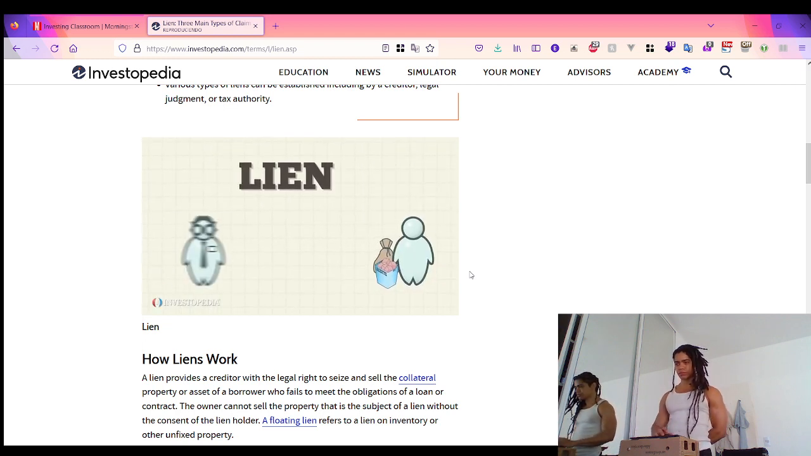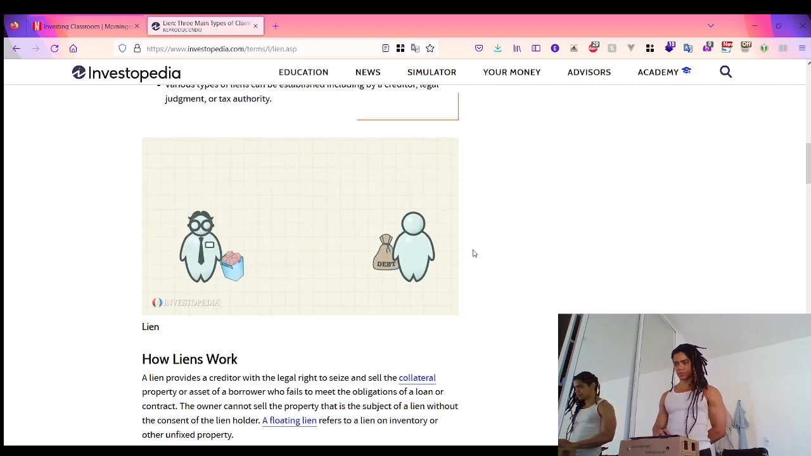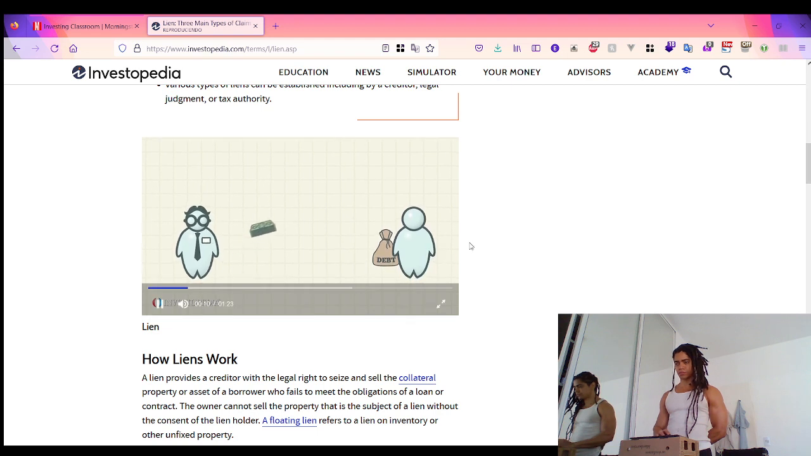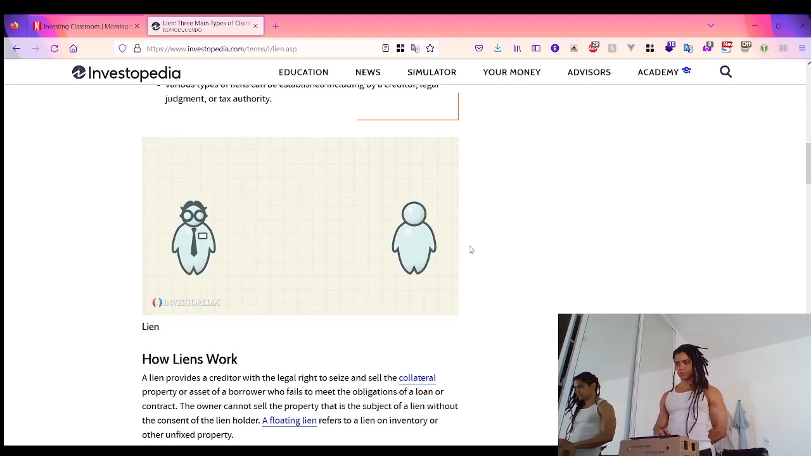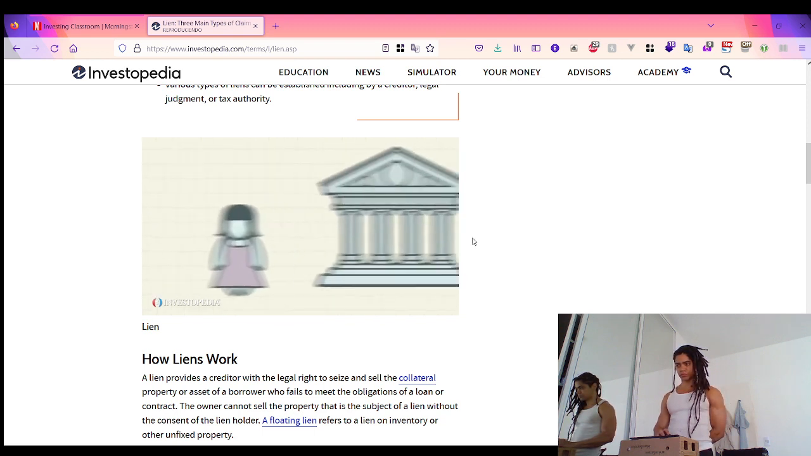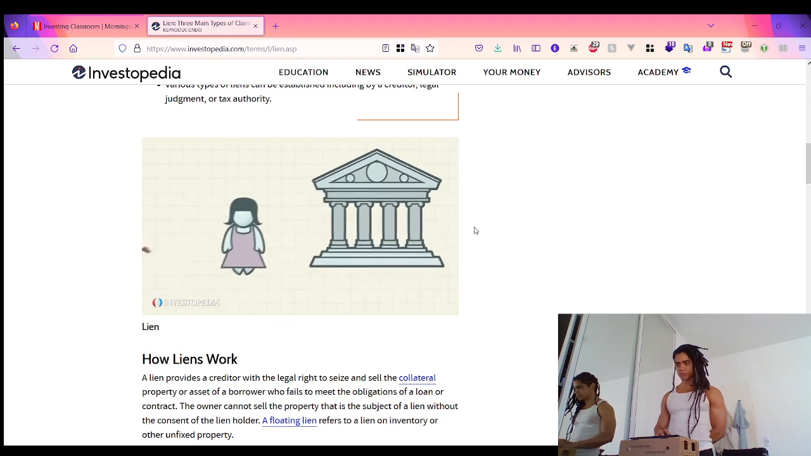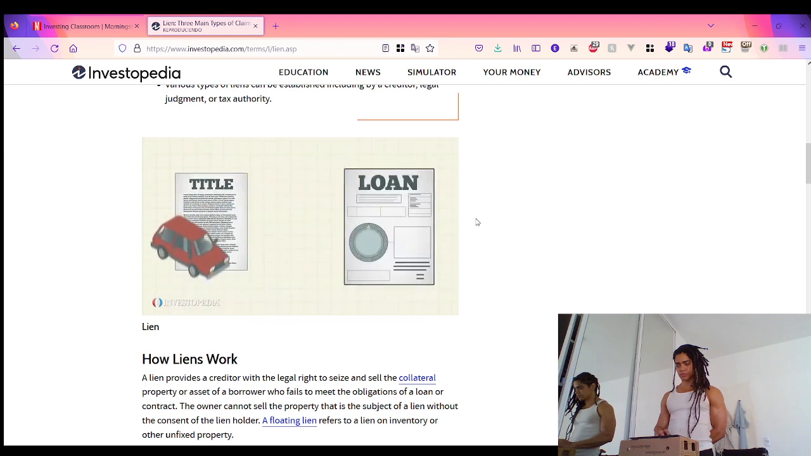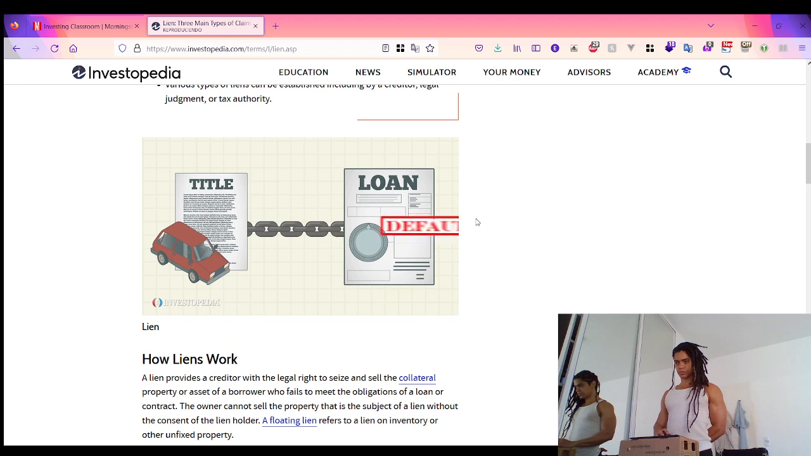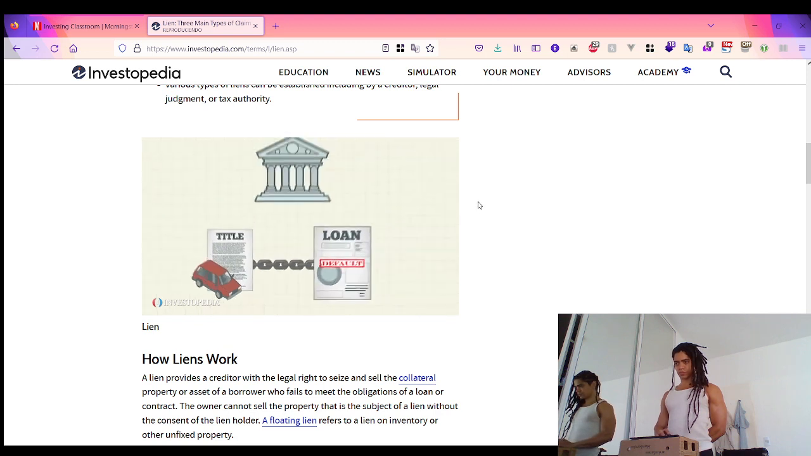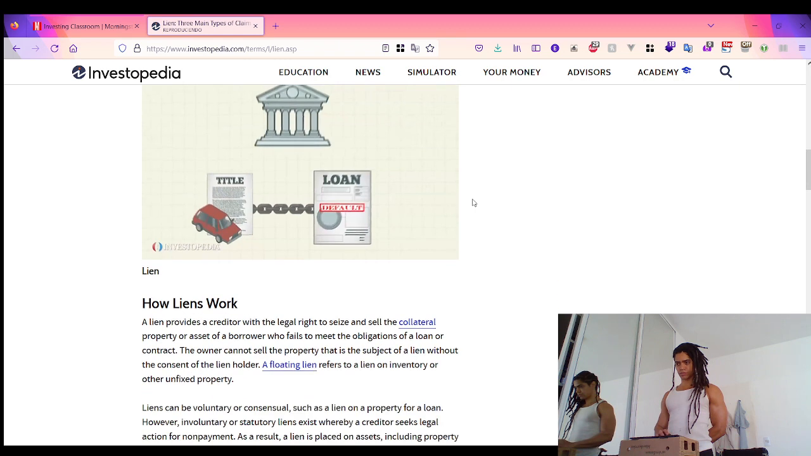A lien gives a creditor the legal right to seize and sell property, then use the proceeds to pay off a borrower's debt. Usually the property relates to the purpose of the loan. For instance, Rhonda borrows money from a bank to purchase a new automobile. As part of the loan agreement, Rhonda will allow the bank to place a lien on the car. Should Rhonda default on the loan, the bank will repossess Rhonda's car, sell it, and then use the money from the sale to pay the loan balance.